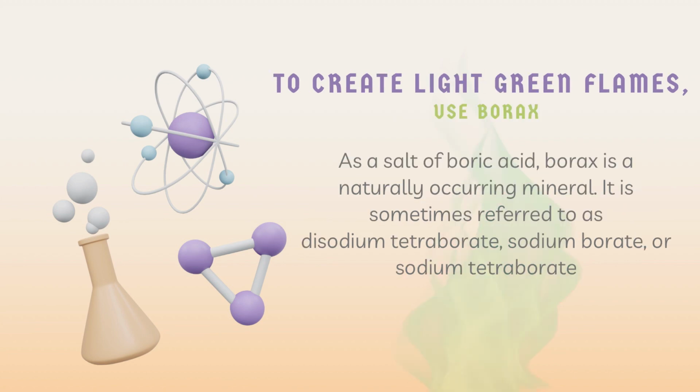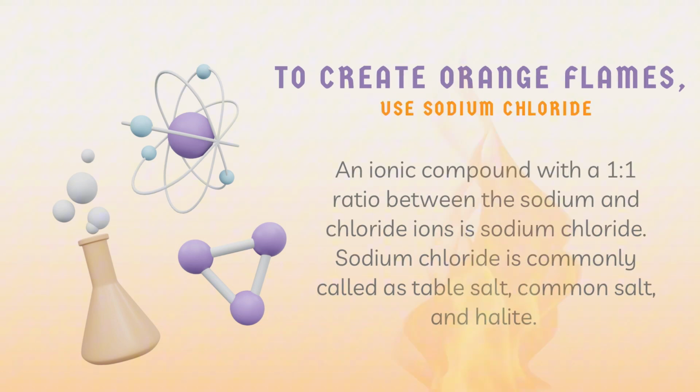To create light green flames, use borax. As a salt of boric acid, borax is a naturally occurring mineral. It is sometimes referred to as disodium tetraborate, sodium borate, or sodium tetraborate. To create orange flames, use sodium chloride. An ionic compound with a 1-to-1 ratio between the sodium and chloride ions is sodium chloride. Sodium chloride is commonly called table salt, common salt, and halide.